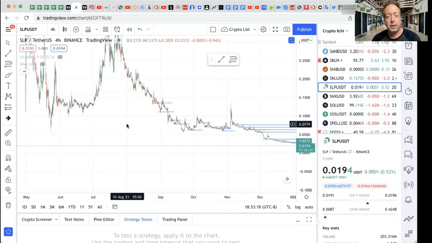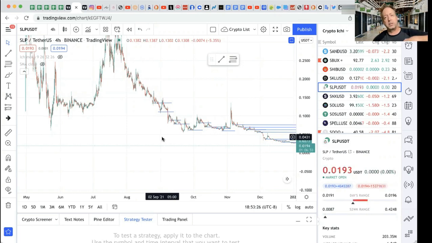For those of you guys that are new, let me explain something. What you're looking at here, you're looking at all these little bases that I've drawn. And what happens is more often than not, when price action drops below those bases, it'll end up swinging back up. And what does that mean to you? It means that you guys get to buy the dip at the right time.